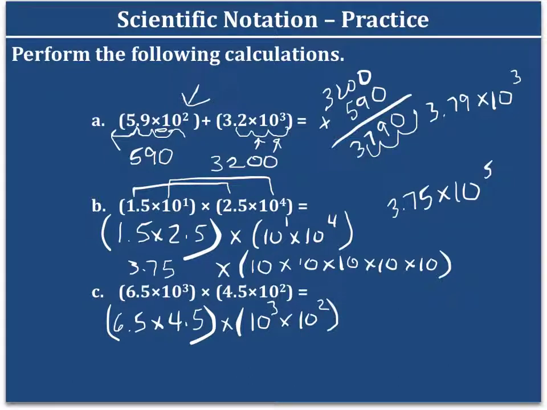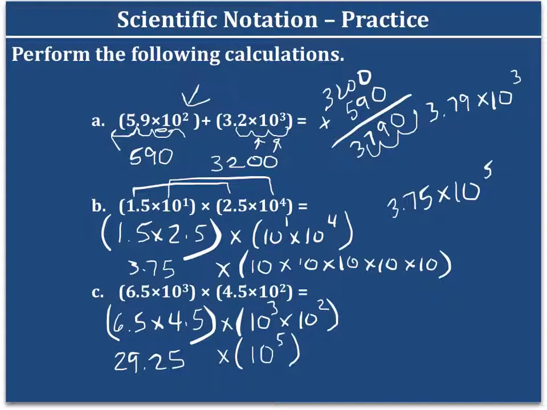So 6.5 times 4.5 is 29.25. And 10 to the third times 10 squared is, now let's notice something here. See how 10 to the first times 10 to the fourth equals 10 to the fifth? So notice what we did. We added together these exponents in order to get this exponent here. So as long as you have the same base, you can just add the exponents together. So 10 cubed times 10 squared is 10 to the fifth.